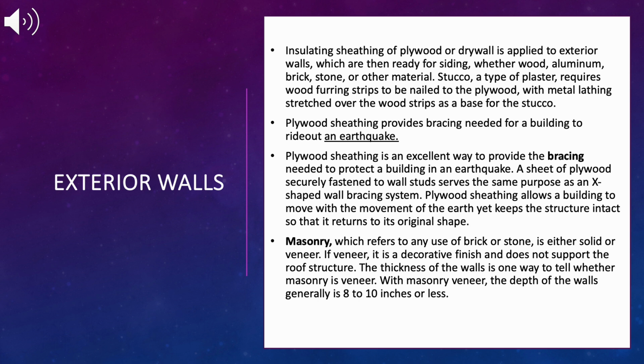Masonry, which refers to any use of brick or stone, is either solid or veneer. If veneer, it is a decorative finish and does not support the roof structure. The thickness of the walls is one way to tell whether masonry is veneer. With masonry veneer, the depth of the walls generally is 8 to 10 inches or less.